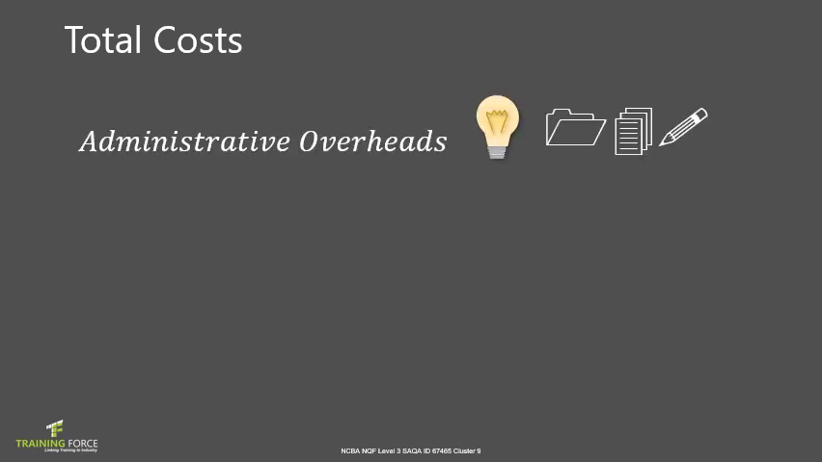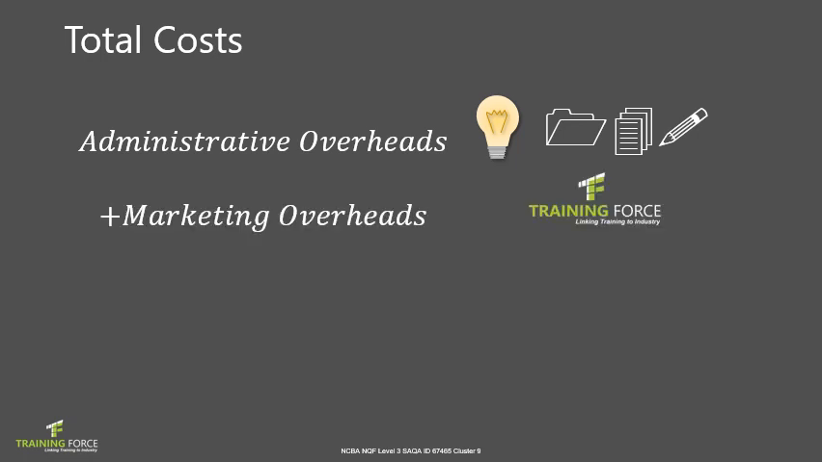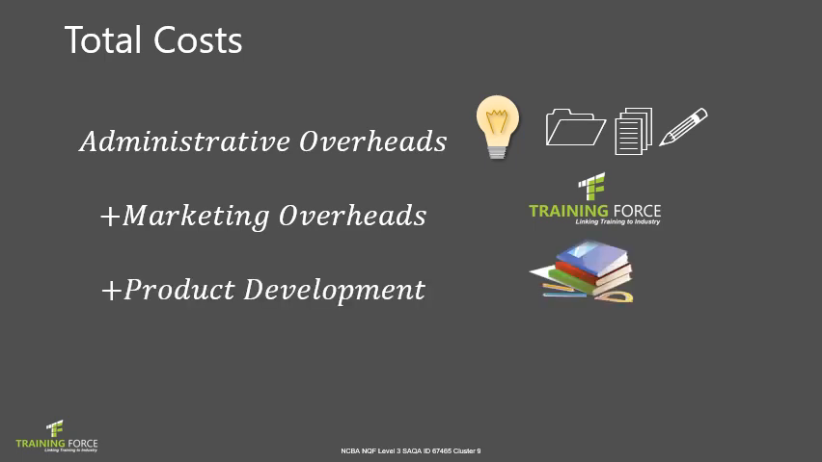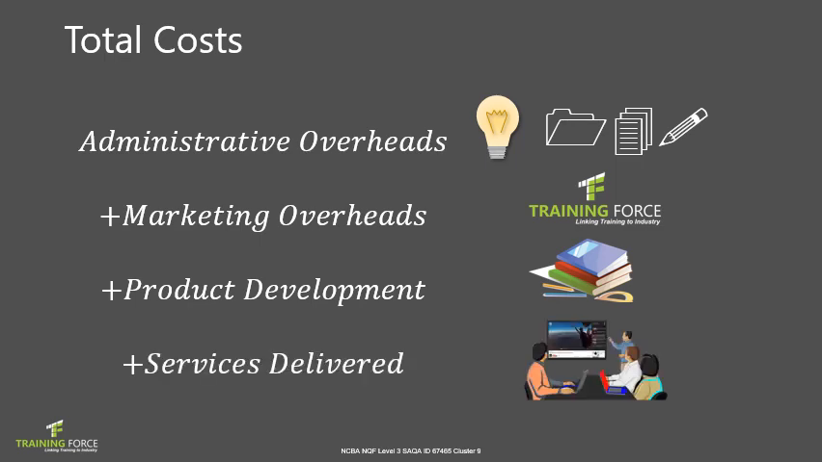We have administrative overheads, things like salaries, equipment, stationery, rent, lights and water, etc. Then we have marketing overheads, things like branding, designs, advertising is all part of marketing overheads. Then we get product development. That is the development of the training material, presentation media, the printing of training manuals, learner guides that you receive. And then we have services delivered: facilitators, assessors, moderators, consultants in the organization.